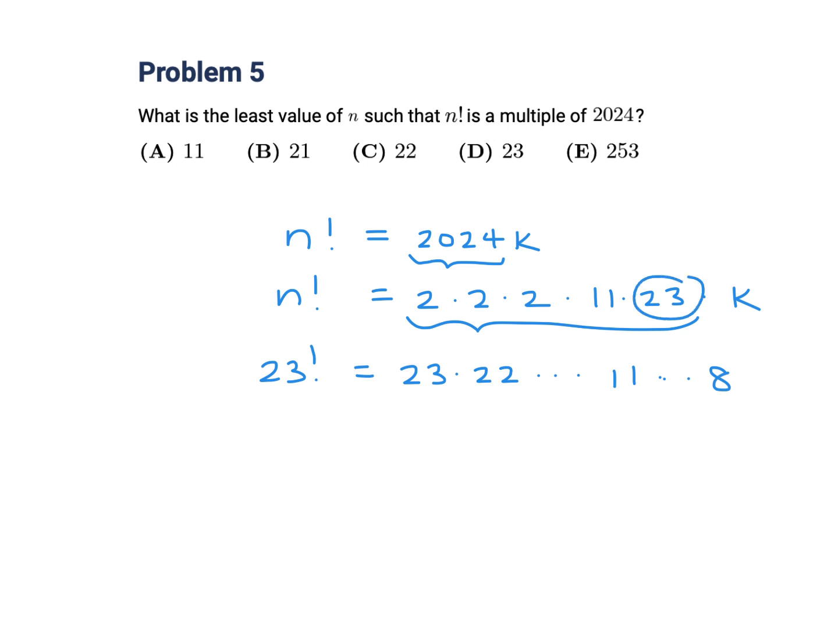So that 23 is covered, that 11 is covered, and this 2 times 2 times 2 is 8, that would be covered. And the k, we can just make it 1. We don't need more, because it just says a multiple of 2024, right? It doesn't necessarily say that it has to be 2024 times 2 or times 3. So if k is 1, that's sufficient. So I think 23 factorial, yeah. So that would be D.